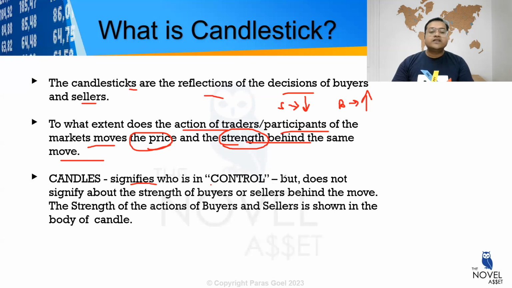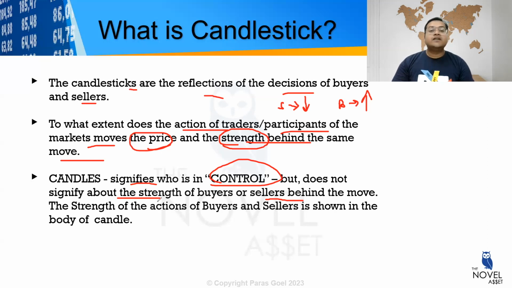Candles signify who is in control of the market, but do not signify the strength of the buyers or sellers behind them. Basically, they show you which party is dominating right now. If buyers are dominating, then the price will be able to go towards the upside. If the sellers are dominating, then it will be able to go downside.